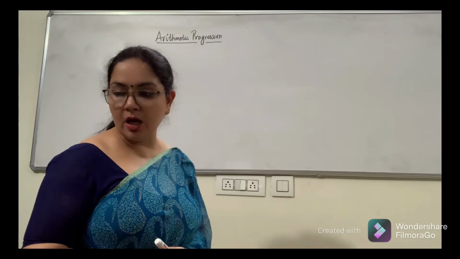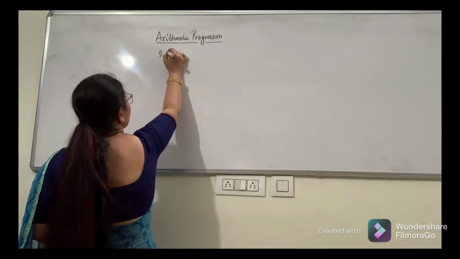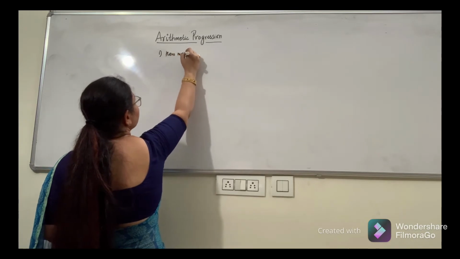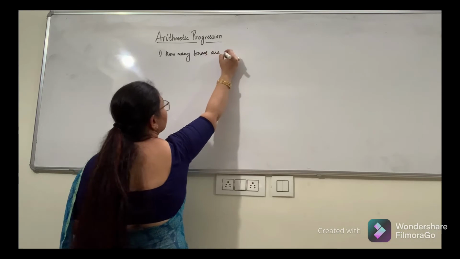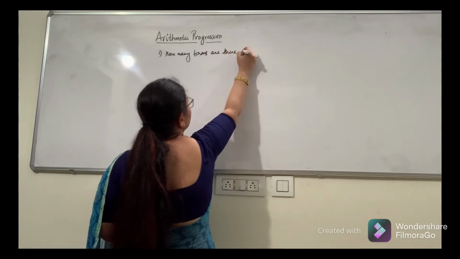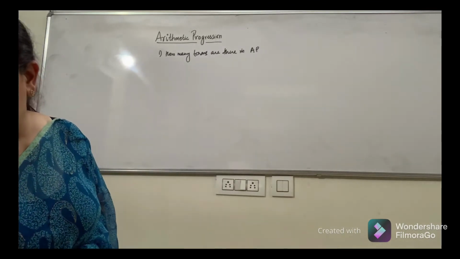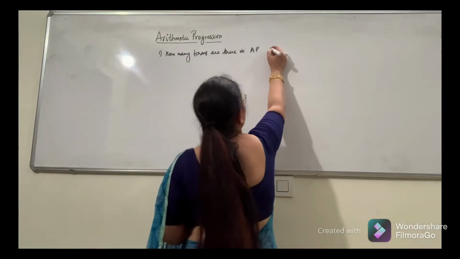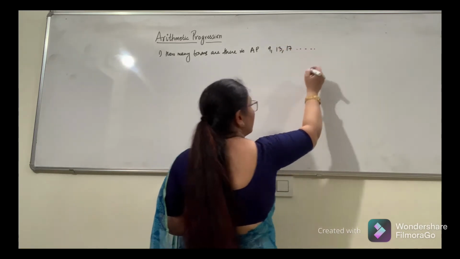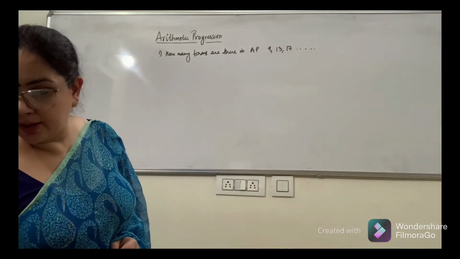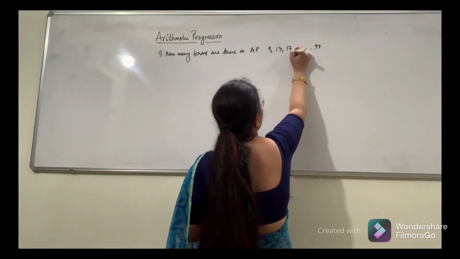How many terms are there in the AP which is starting from 9, 13, 17, 21 and so on, and the last term is given as 97?